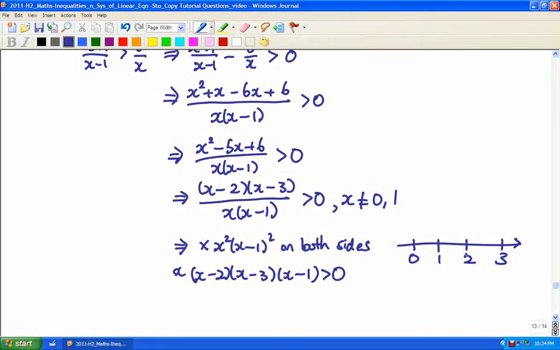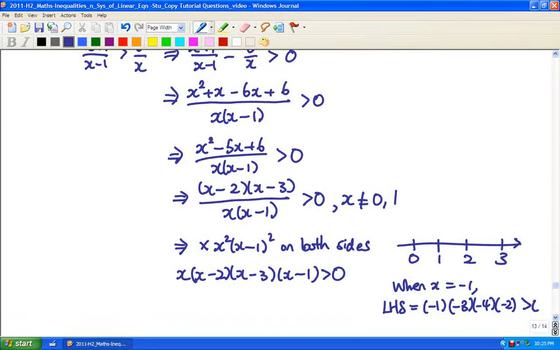Now, because 0 is already one of the roots, we have to use other arbitrary values. So what we can do is use negative 1. When x equals negative 1, the left hand side would be negative 1, multiplied by negative 3, multiplied by negative 4, multiplied by negative 2, which is positive. So we will start off somewhere here, and it will cut each of the roots naturally.